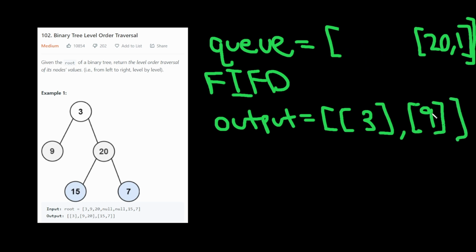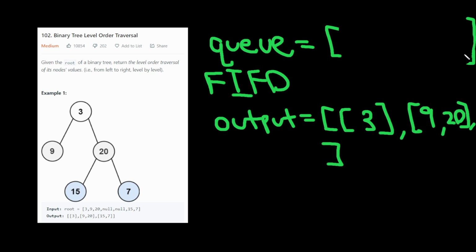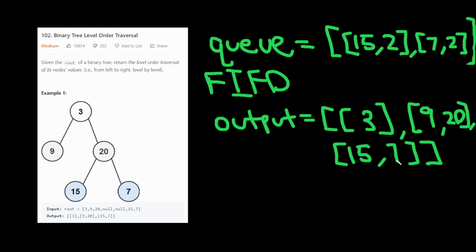We add the children of 9. Well, there are no children, so we don't do anything. And then we go to this 20, and we do the same thing. So we add it to the array at index 1. Now we pop off the 20 from our queue, and we add its children. So now we do the same thing for 15. This is going to be a level 2 because we're just adding 1 to the current level. And we're going to add the 7 as well. And we do the same thing. And at the end, we'll get some output like this.